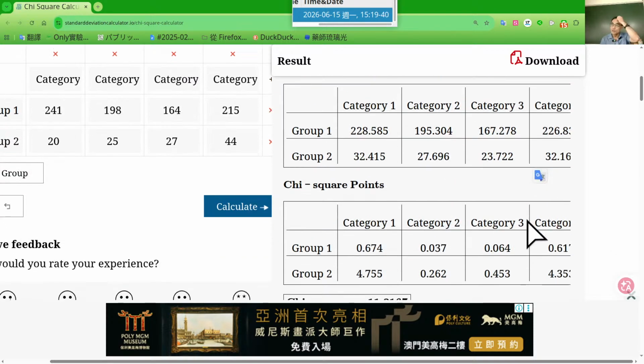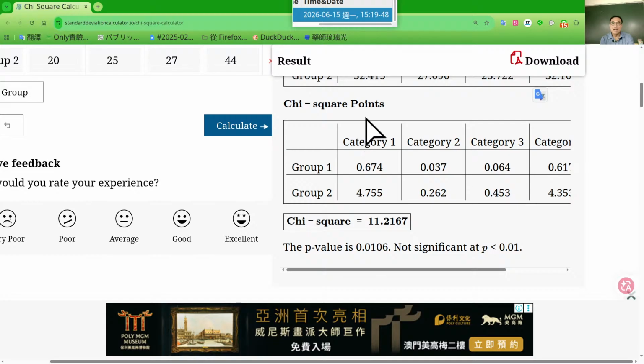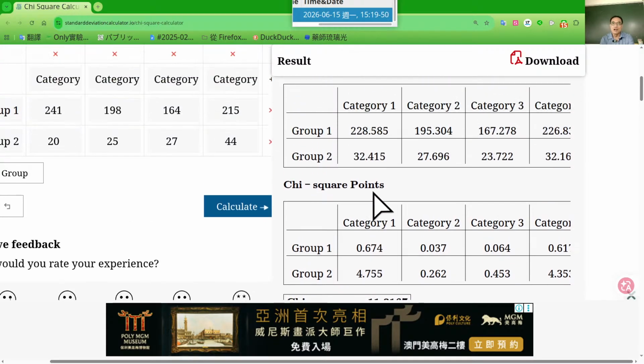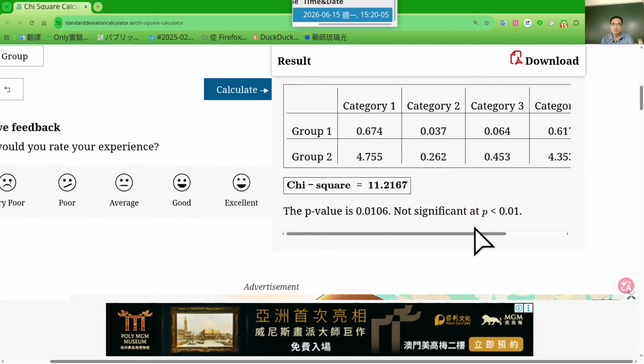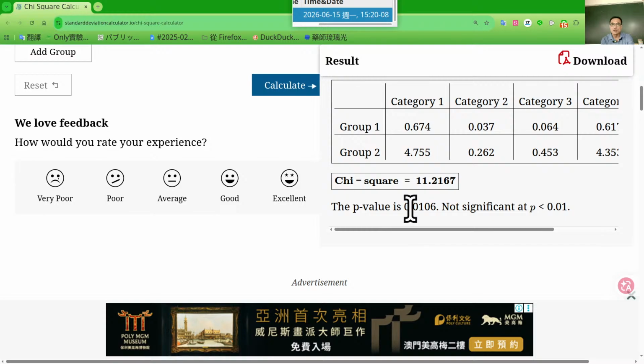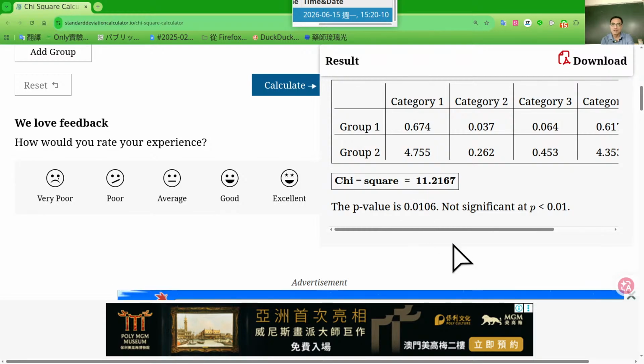And sure, during the exam next week, I may have some examples for you. You can test it. And the chi-square point, the observed value 241 minus 228, and get the square value. The results look like this. And the chi-square value is 11.2, and the p-value is 0.0106, not significant when the alpha is 0.01.